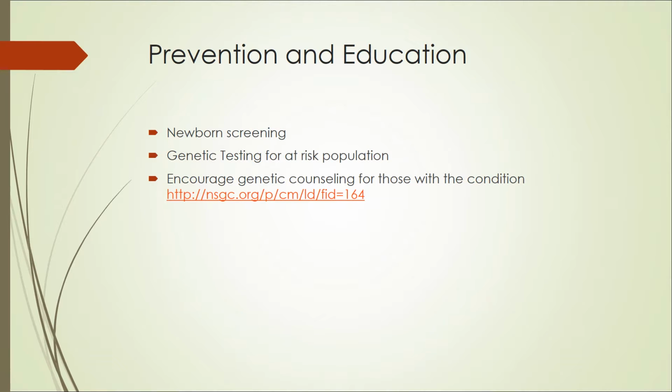Unfortunately, the genetic nature of beta thalassemia means that it cannot be prevented. However, it is part of the newborn screening of 28 genetic disorders here in Georgia. And there are genetic tests available for those that are at risk. As we said, those with a positive family history or those of specific backgrounds such as Mediterranean, Middle Eastern, Asian, and African.